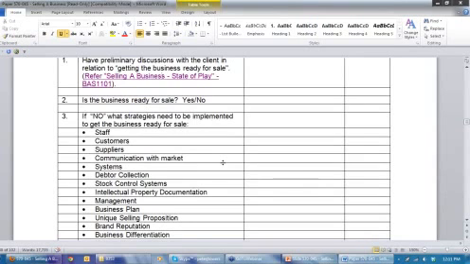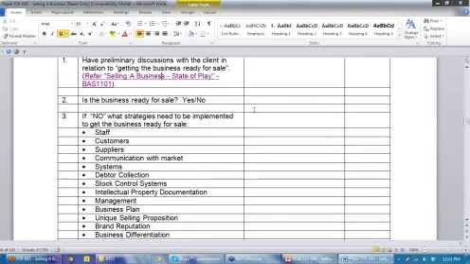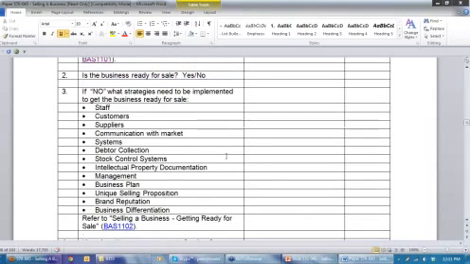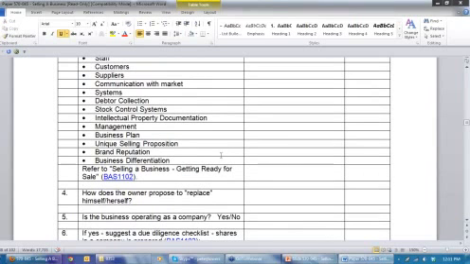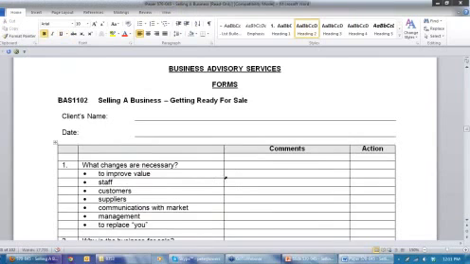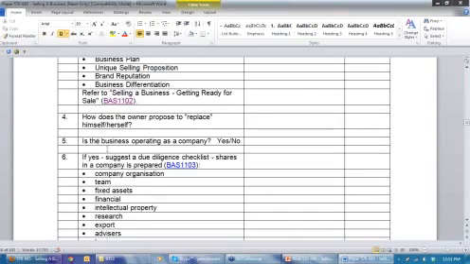So coming back to the main control form then, is the business ready for sale at present? Quite frankly, in my opinion, most businesses are not ready for sale the day the owner walks in and says, I want to sell my business. So what strategies are going to need to be implemented? So we've already looked at that one, sorry, I went to the wrong one then.